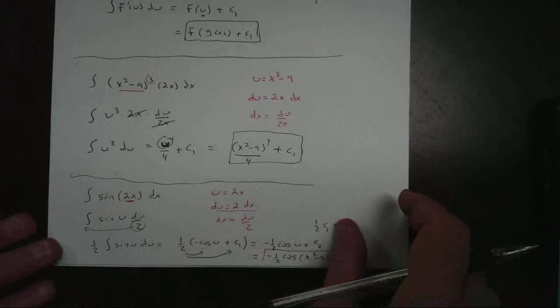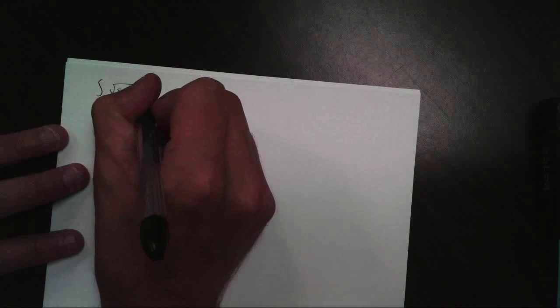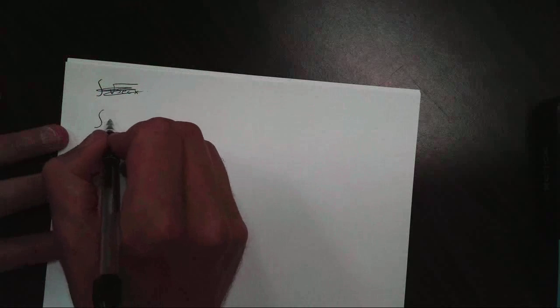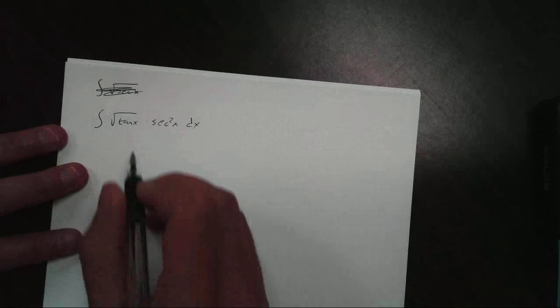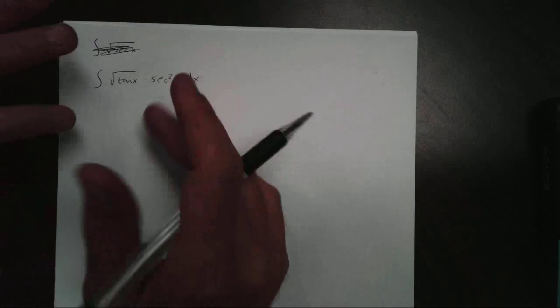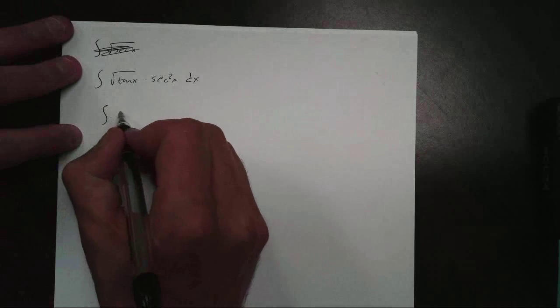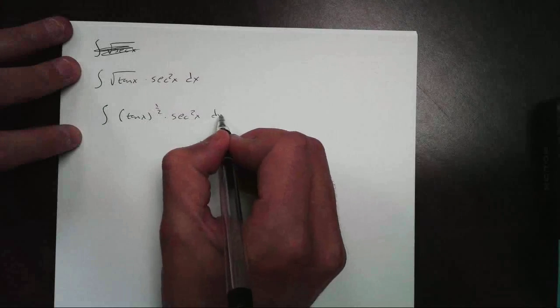We can do this with even more complicated ones. Let's take a look at a really hard trig problem right now. Let's try the following. The antiderivative of the square root of the tangent of x times the secant squared of x dx. Sorry, copy error. Now I'm going to rewrite this one. It's a little bit harder. Now I can do a lot of trig stuff with this one, but keep it simple. If I rewrite this, I get the tangent of x to the 1/2 times the secant squared of x dx.